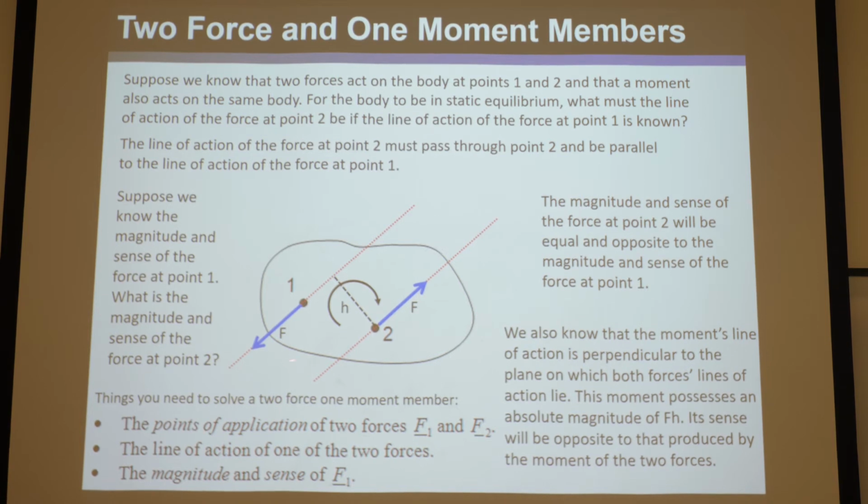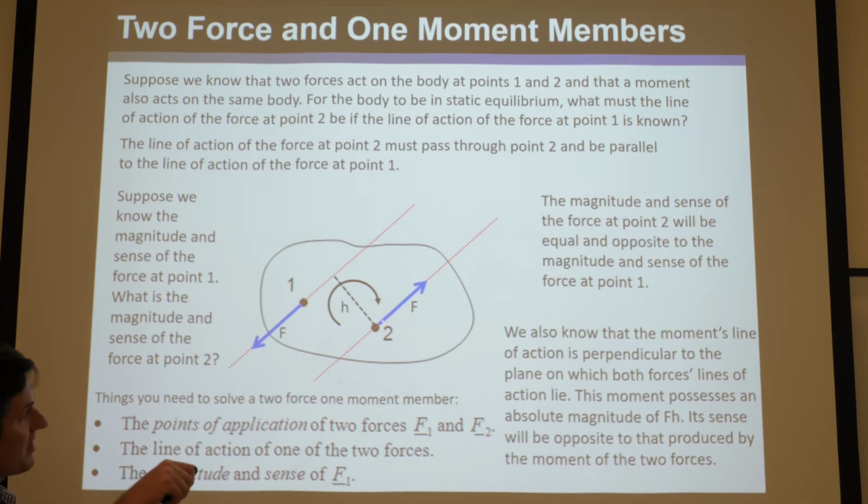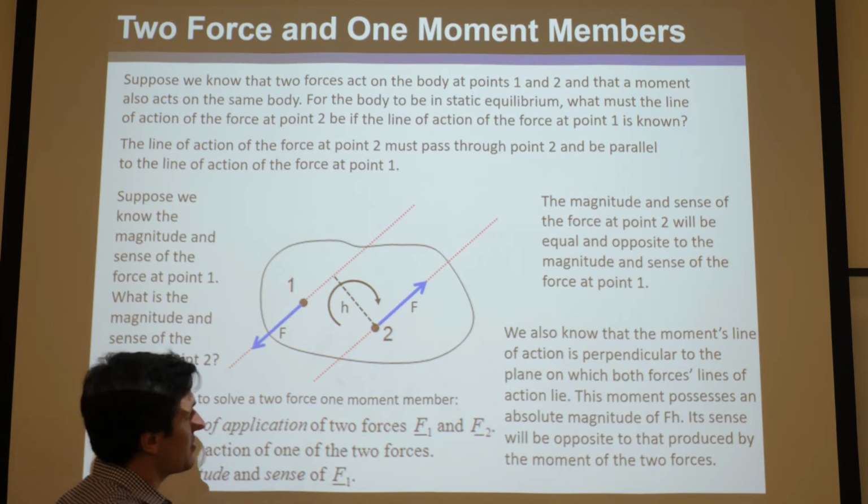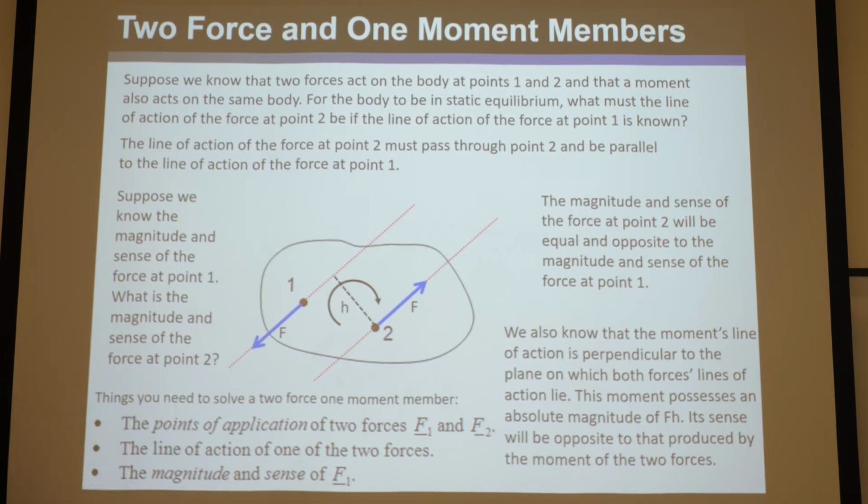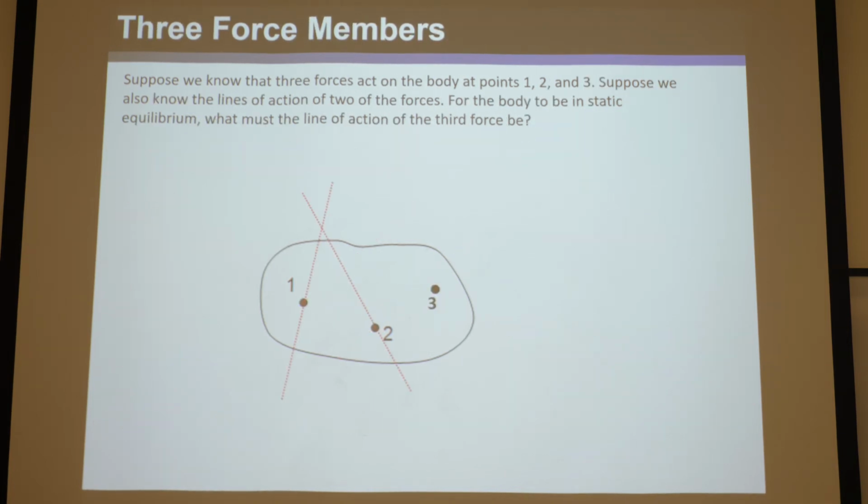You know the line of action of the other has to be parallel to it. You know it has to be equal and opposite to this force. And you know that moment, that third load that's on this, has to equal the shortest distance between those two, h times f, and you have to figure out the direction it would have to act to resist the moment caused by the two forces. Okay? And then that is possible to be in static equilibrium. Okay? So now let's go on to deducing a three-force member.